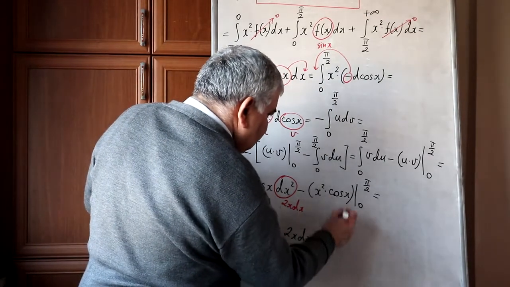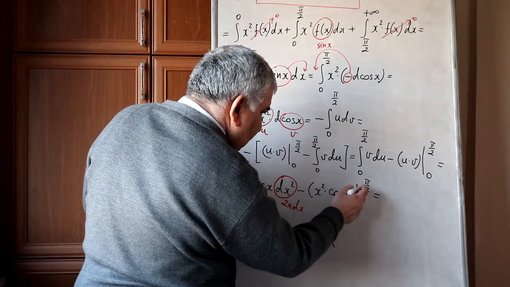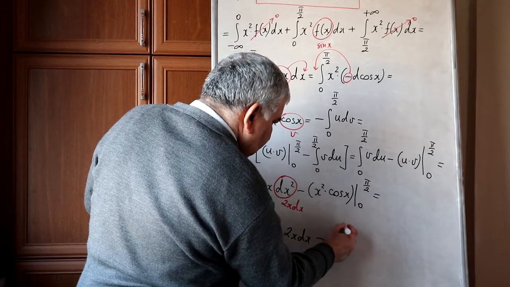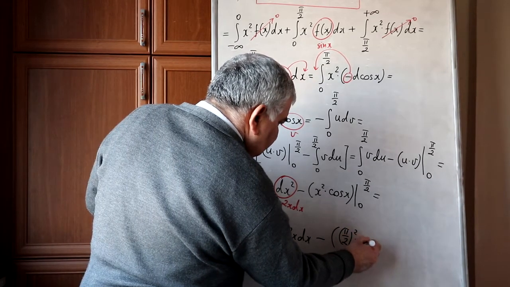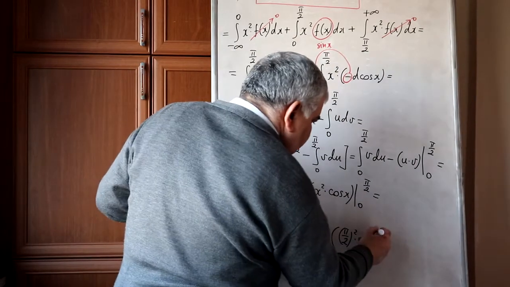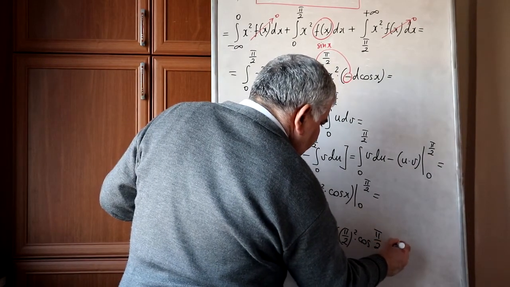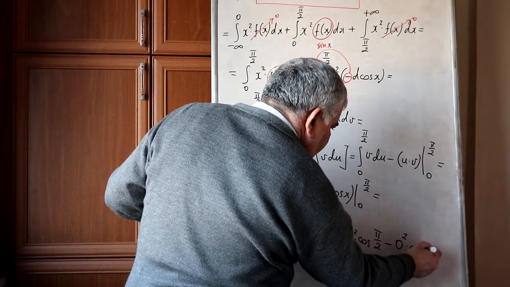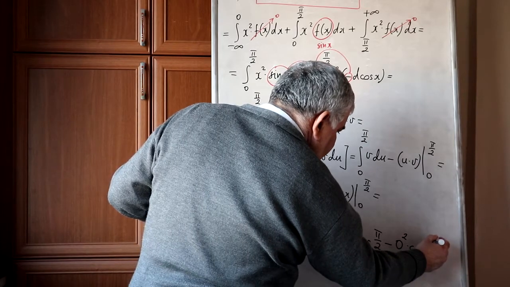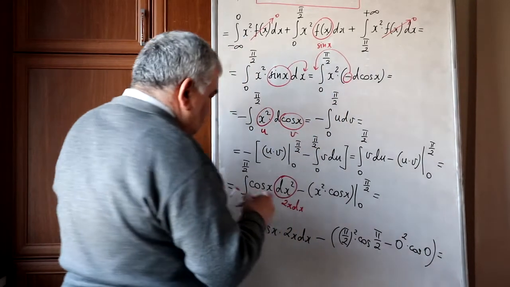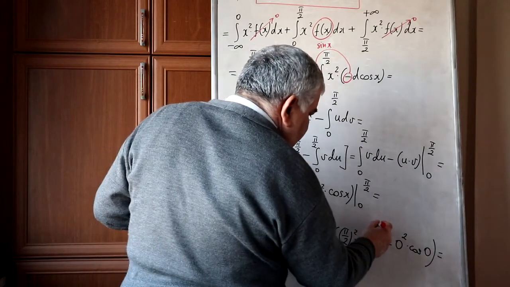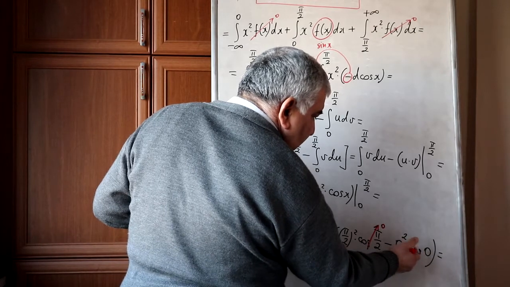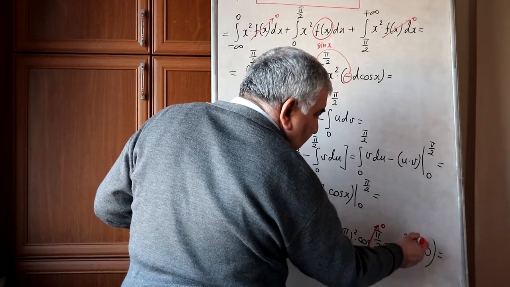Then first substitute pi and a half instead of x. Pi and a half squared multiplied by cosine of pi and a half, minus 0 squared multiplied by cosine 0, or 0. Cosine of pi in half is 0, and this term is also 0 because cosine of 0 is multiplied by simply 0.